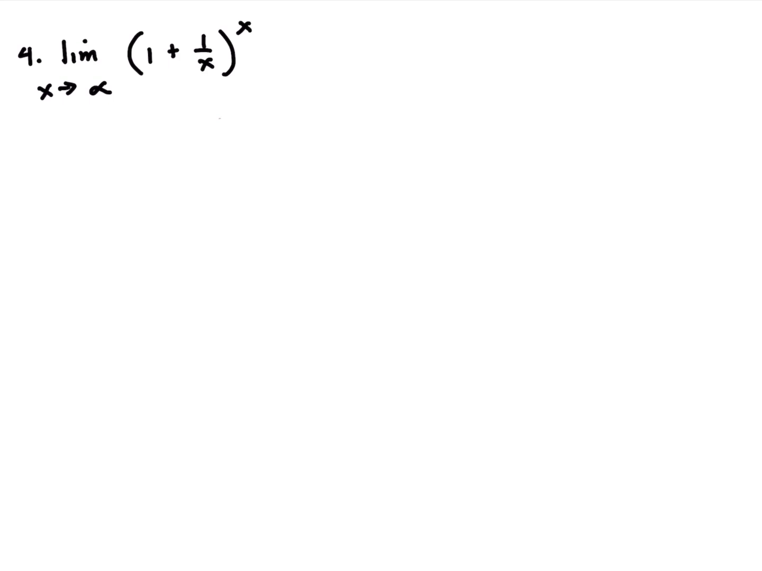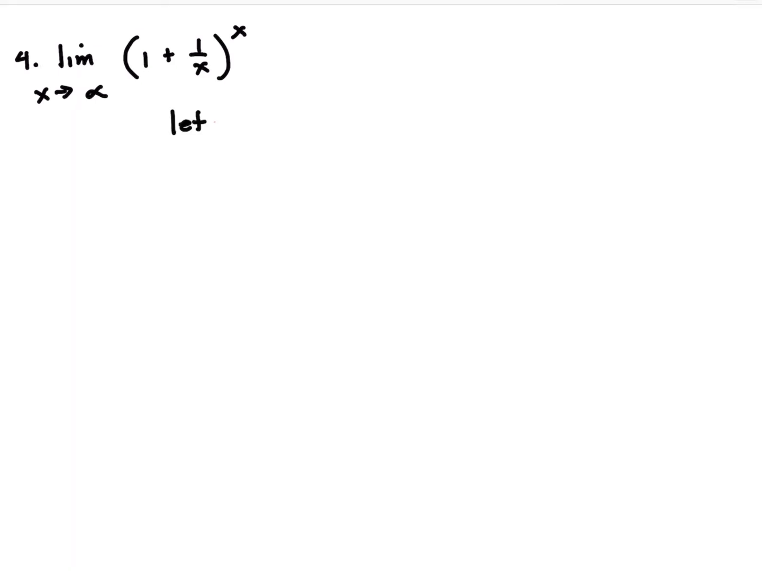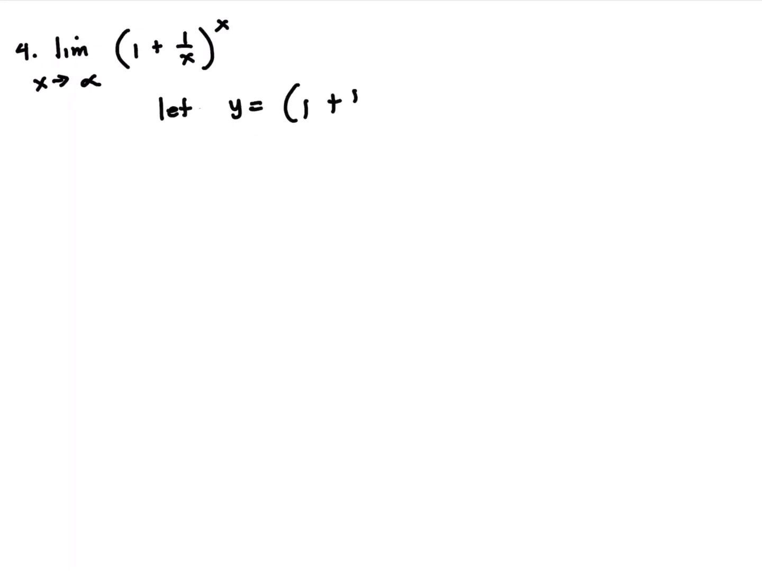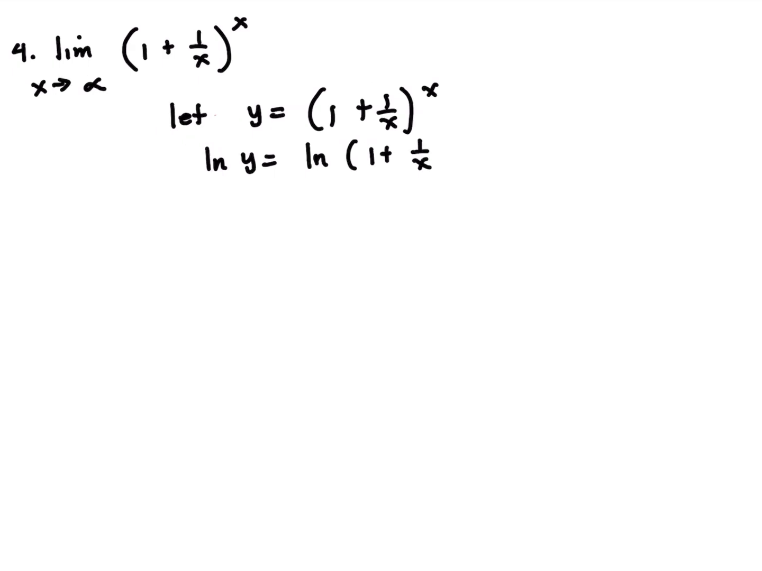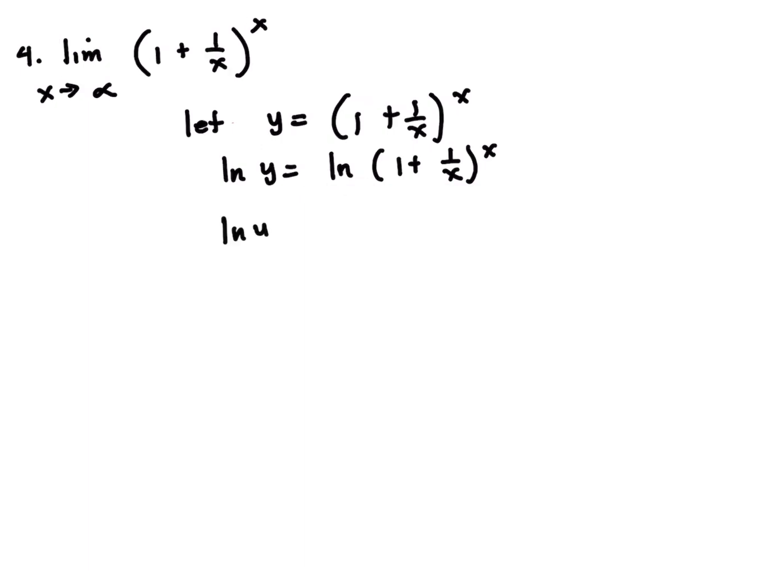Let's look at the limit of the quantity 1 plus 1 over x raised to x as x approaches infinity. For problem number 4, we let y be equal to the quantity 1 plus 1 over x raised to x. And we take the natural logarithm of both sides. Ln of y is equal to the natural logarithm of the quantity 1 plus 1 over x raised to x. This could be simplified as ln of y equal to x ln of 1 plus 1 over x, from your laws of logarithms, the power law.